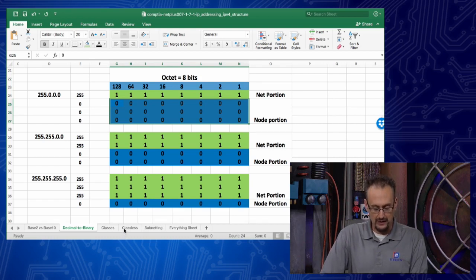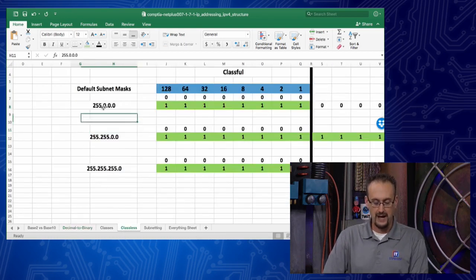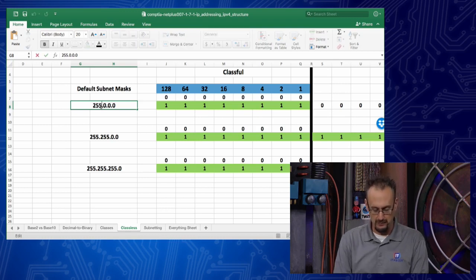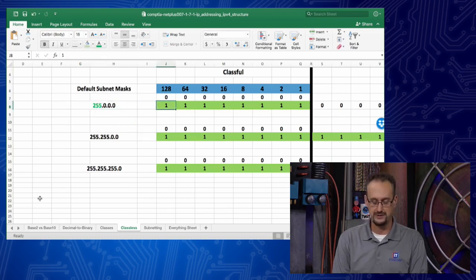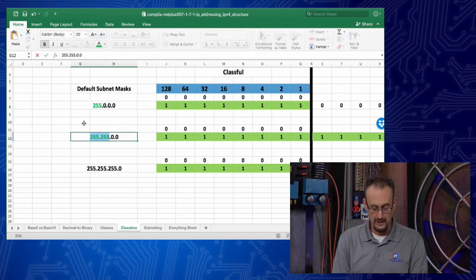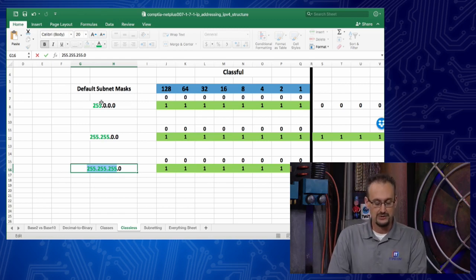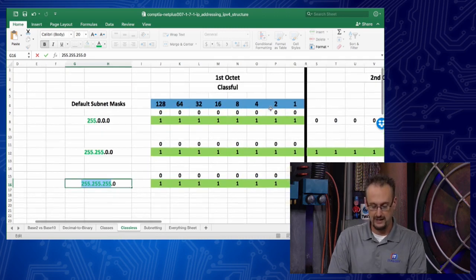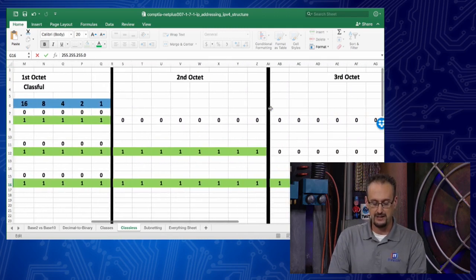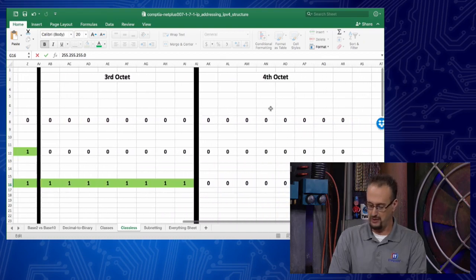So when we start talking about the classless system, I want you to keep in mind that wherever these 255s are, those are part of your network bits. That's why I'm keeping the same color coordination, because it's going to make it easier for some of the other things we have to talk about in the classless system. Notice that 255.0.0.0 is one octet of 255s in the first octet, and the last three octets, the second, the third, and the fourth, are all zeros.